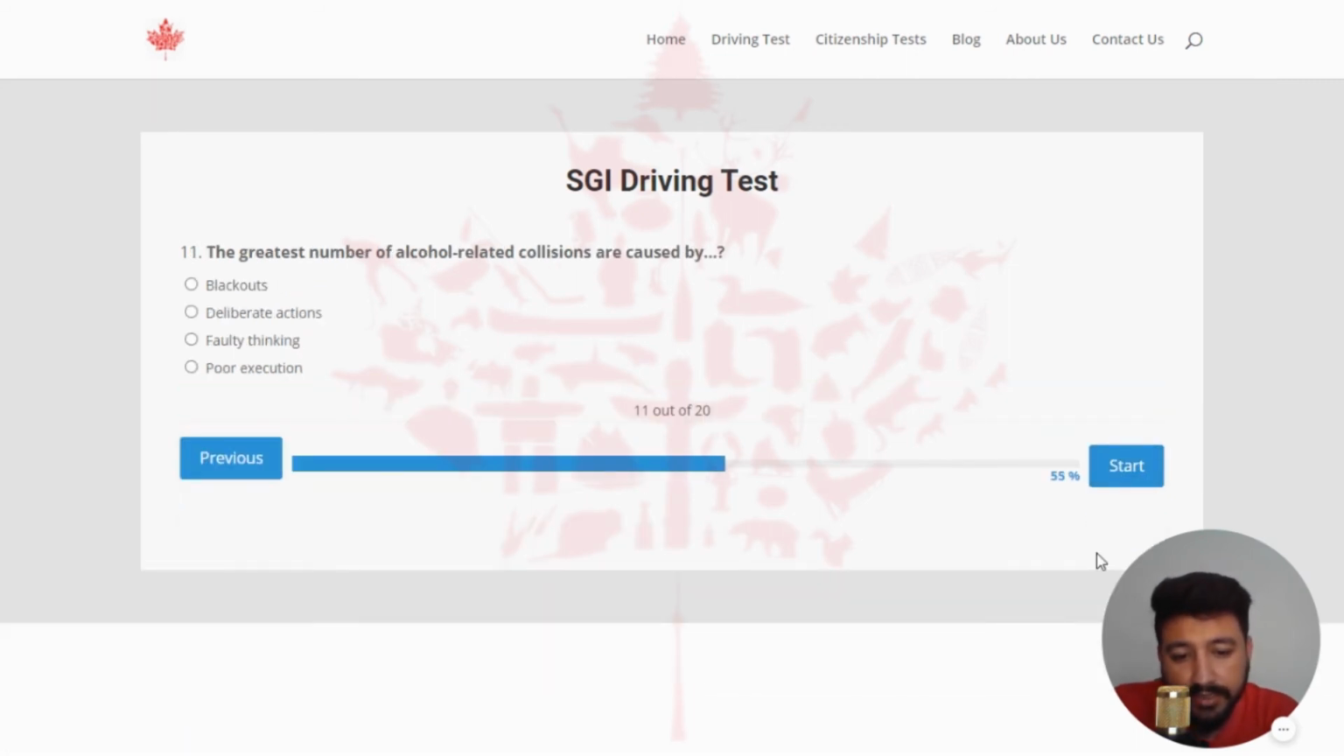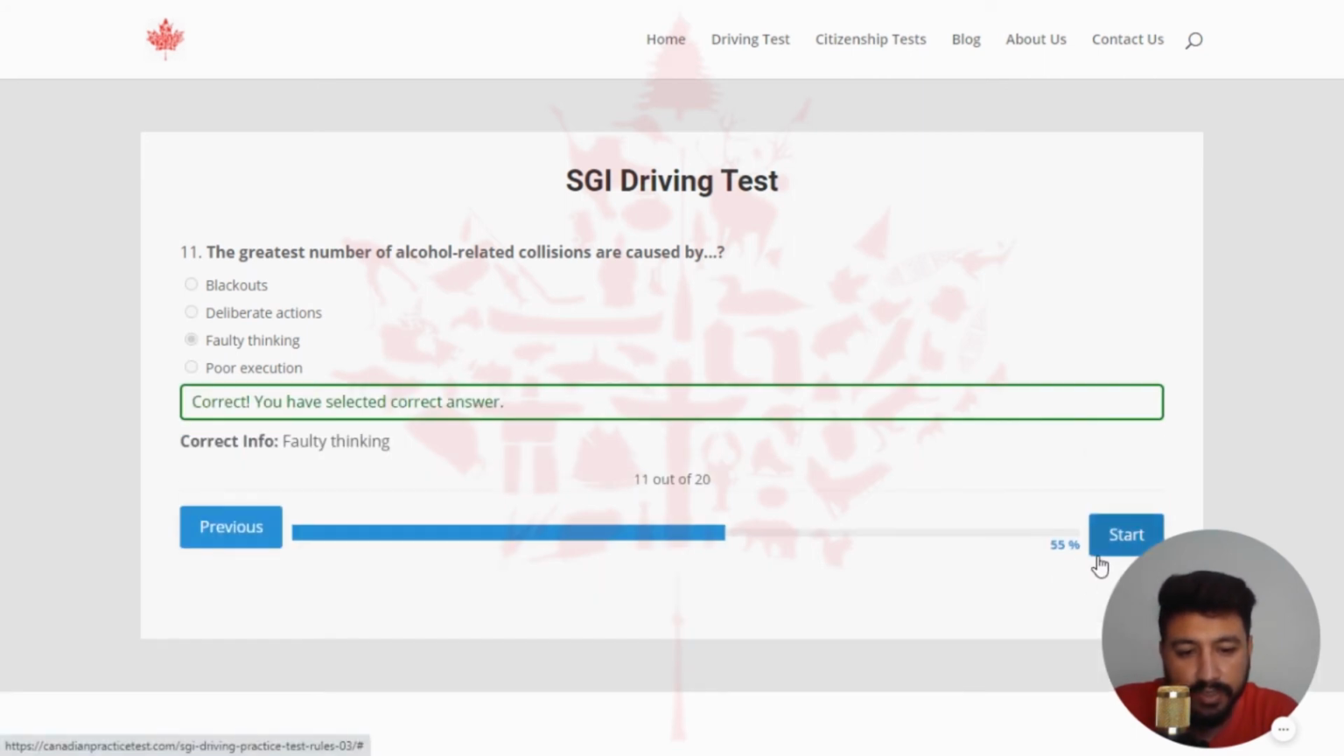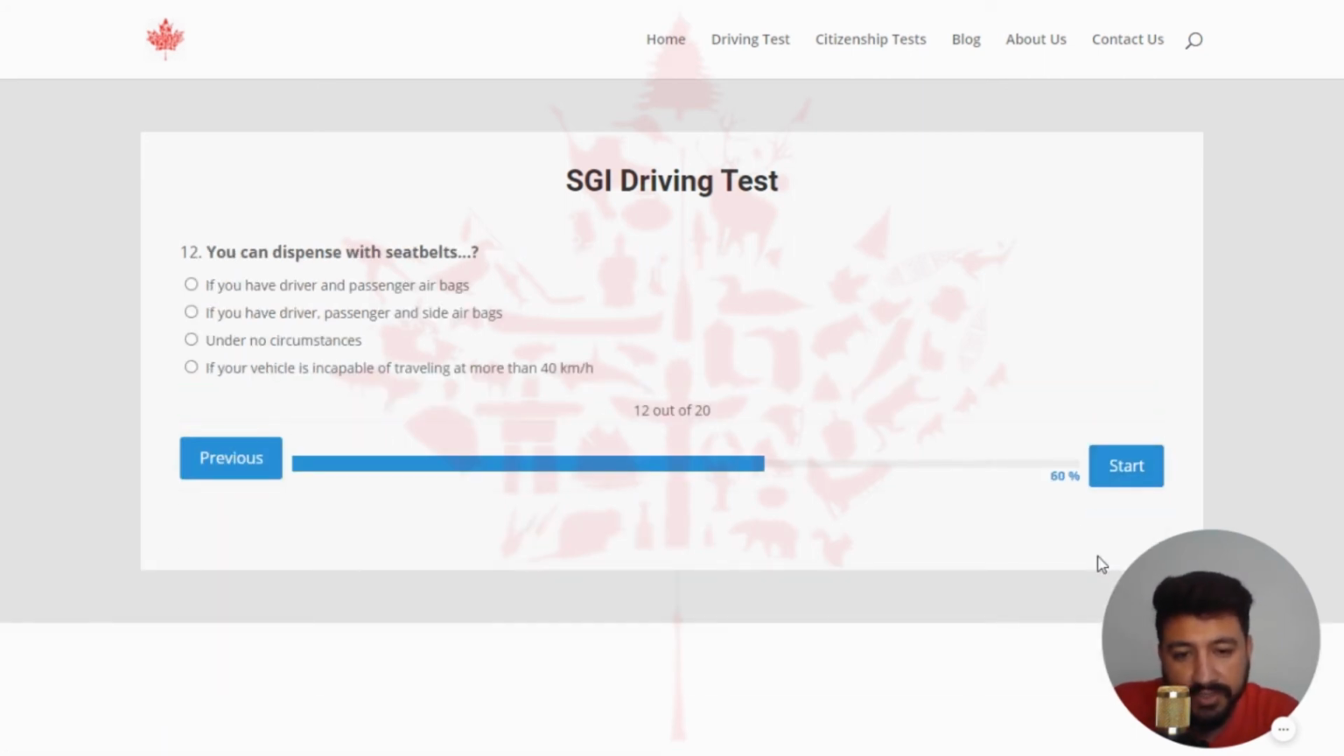Next, the greatest number of alcohol related collisions are caused by. The right answer of this question is faulty thinking. So I'm going to select the third one. Yeah, this is the correct one. Next, you can dispense with seat belts. The right answer is under no circumstances. So let's click on the third one.